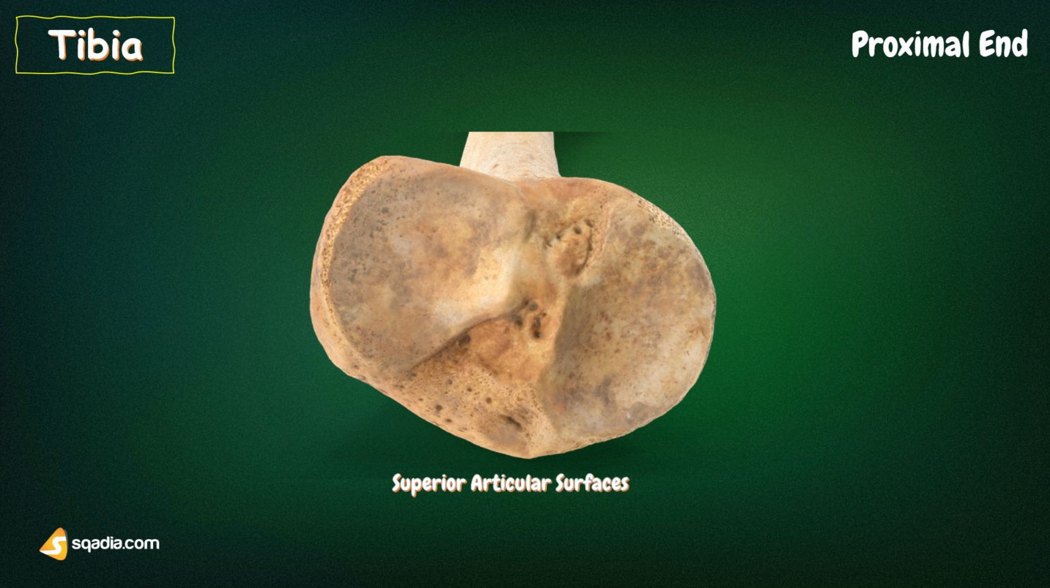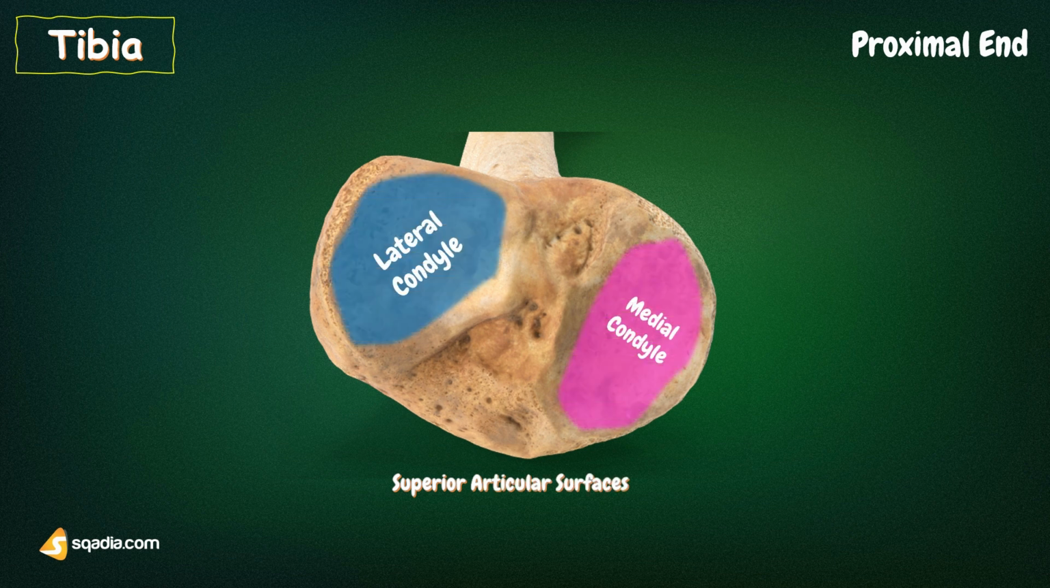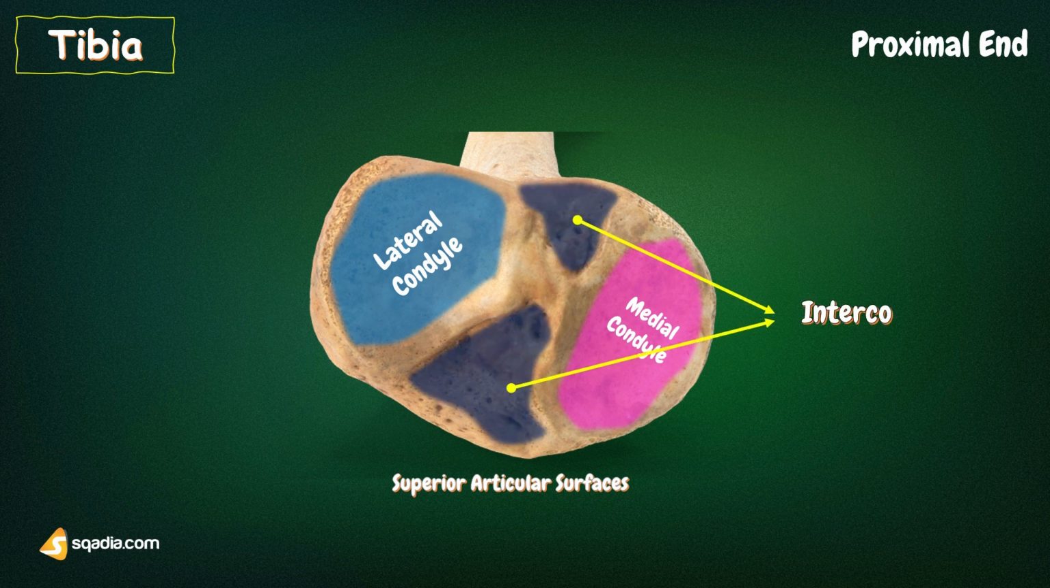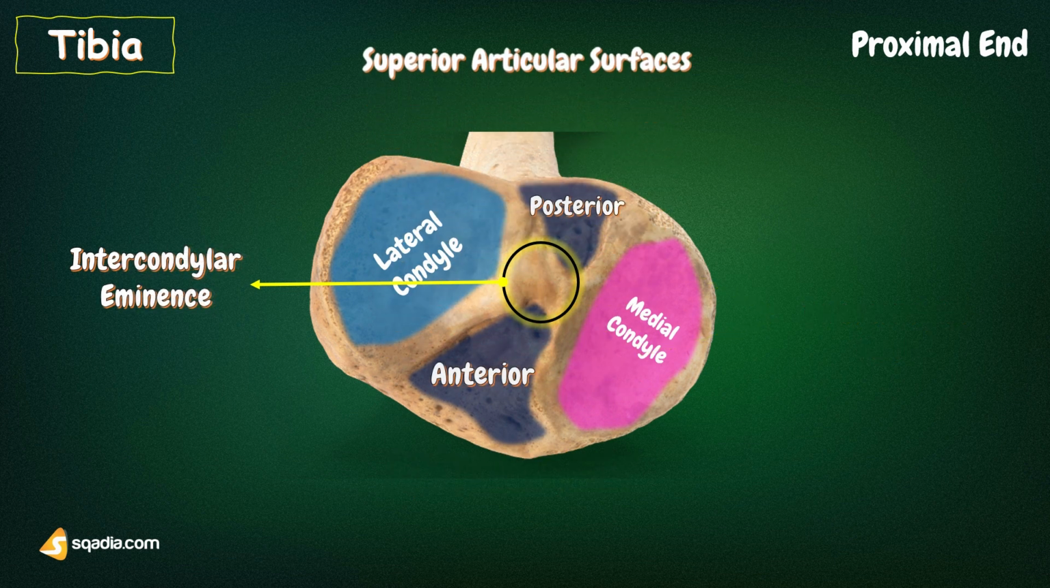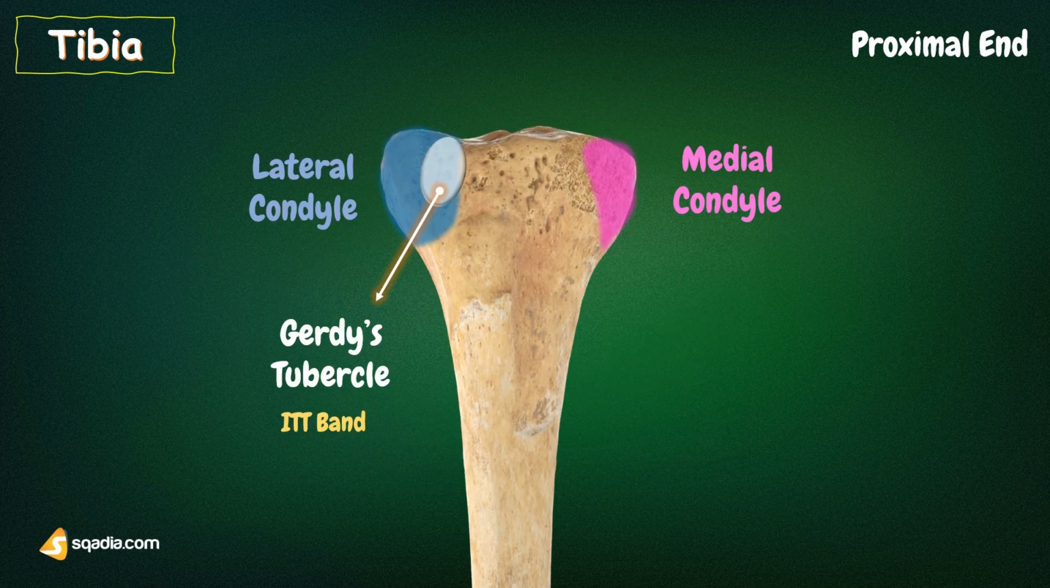The medial and lateral condyles' articular surfaces are visible when viewing the proximal end from a superior angle. In between the two condyles is the intercondylar fossa, as shown here. The intercondylar eminence is located between these two fossae. The anterior and posterior intercondylar regions are separated by this eminence.